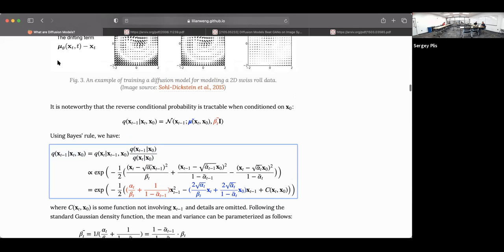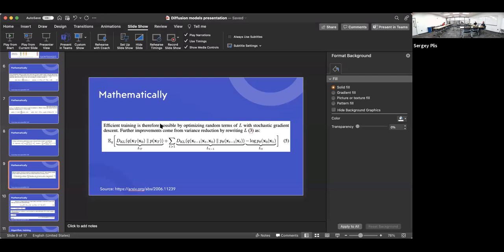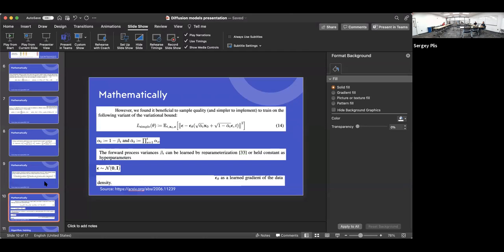Without X0. Well, intractable in the sense that we don't know Q of xt and we don't know Q of xt minus 1. We can't know those distributions. I agree with that.